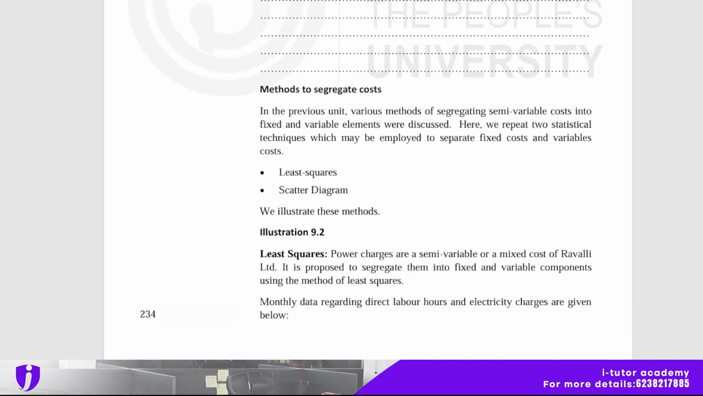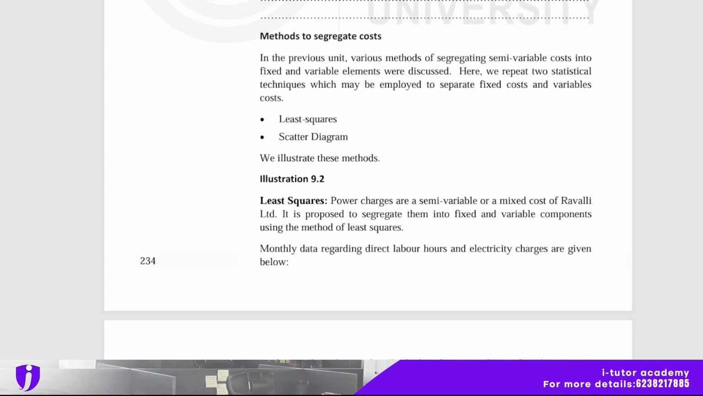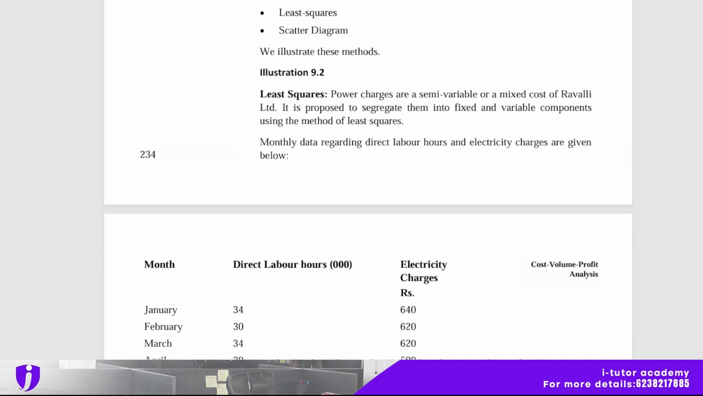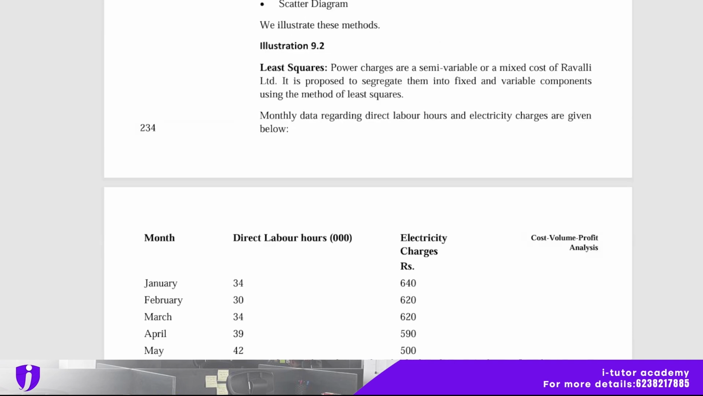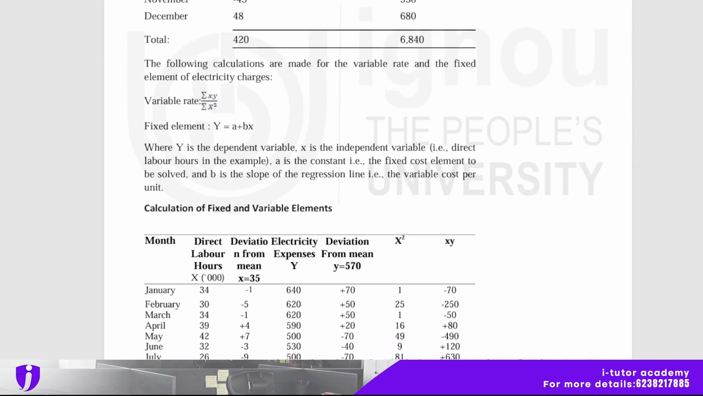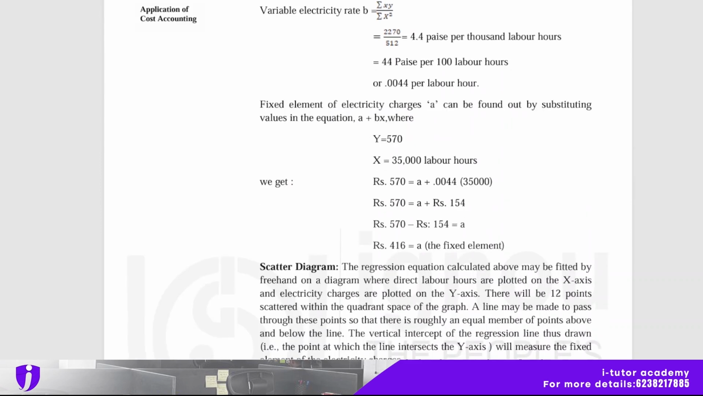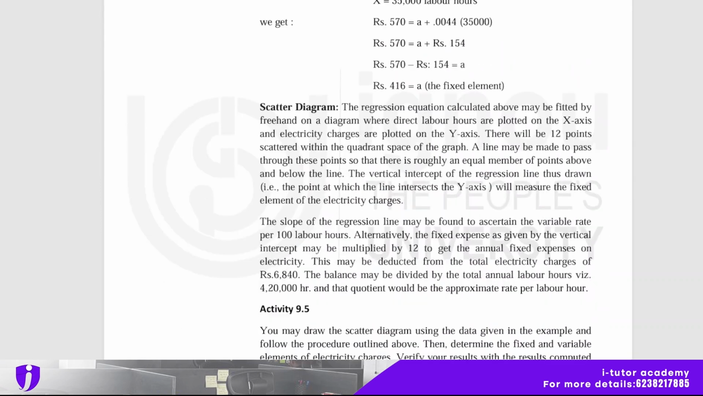Methods to segregate cost. In the previous unit, various methods of segregating semi-variable cost into fixed and variable elements were discussed. Here we repeat two statistical techniques which may be employed to separate fixed cost and variable cost, that is least squares and scatter diagram. Here is also an illustration section for least squares, and the calculation of fixed and variable elements is there. So you just go through this illustration section, it will help you more.